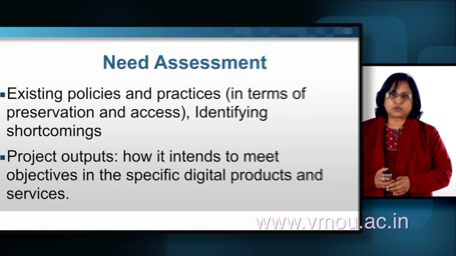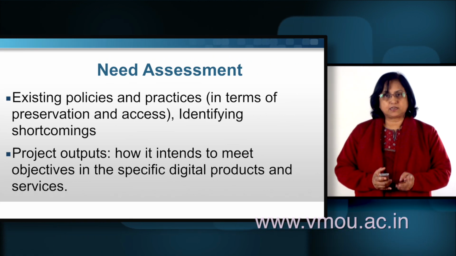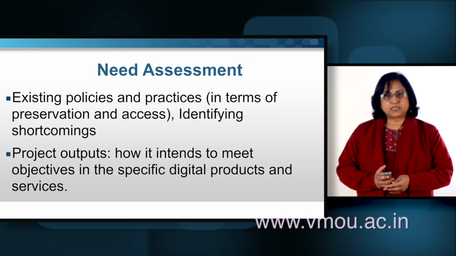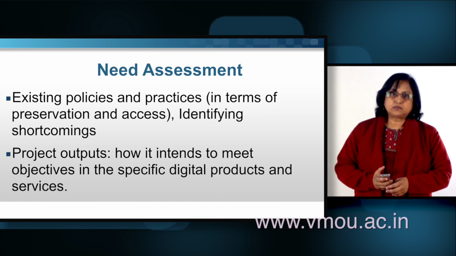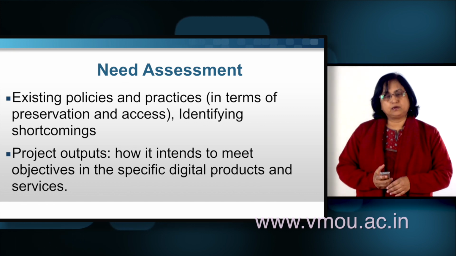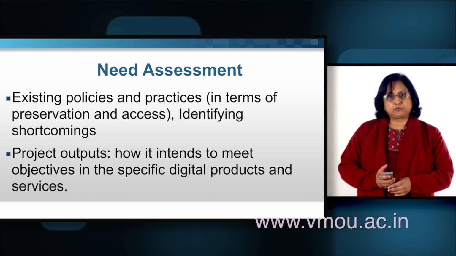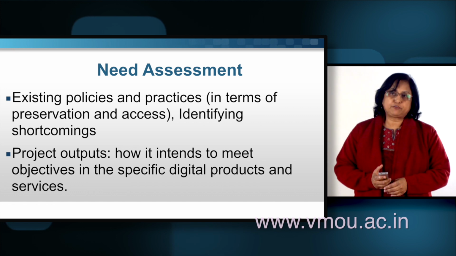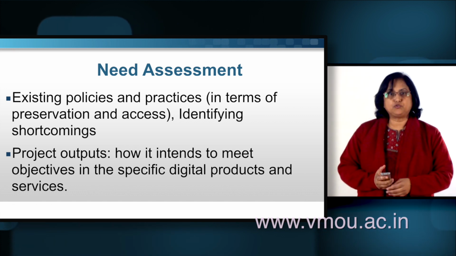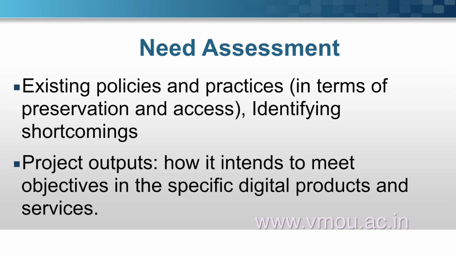So we need to see what are the existing policies and practices that are being followed. If any changes are there, that needs to be considered. And this also needs to be considered in terms of the preservation and access policies that have to be built in. Also, we need to identify if there are any shortcomings and how to overcome them. Then the project output has to be decided as to how it intends to meet the objectives of the institution, or what kind of services and products we are planning to develop.